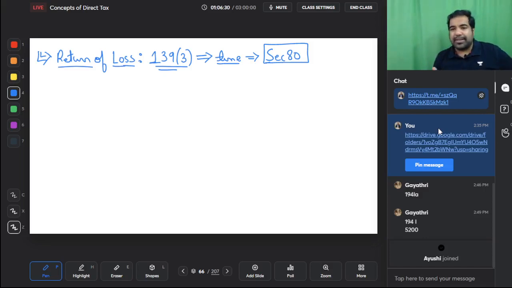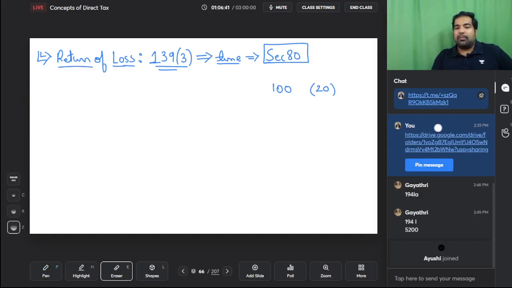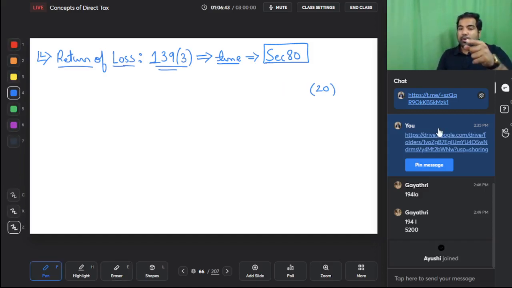Set off you can do. Example, if I have a profit of 100 in a business and a loss of 20 in another business, can I set it off? Yes. But if I don't have any profit and I want to carry this 20 to the next year, then this year's return has to be filed on time. Basically, they are saying that if you don't file your return of income on time, then that year's loss, not previous years, only that year's loss will not be able to carry forward.